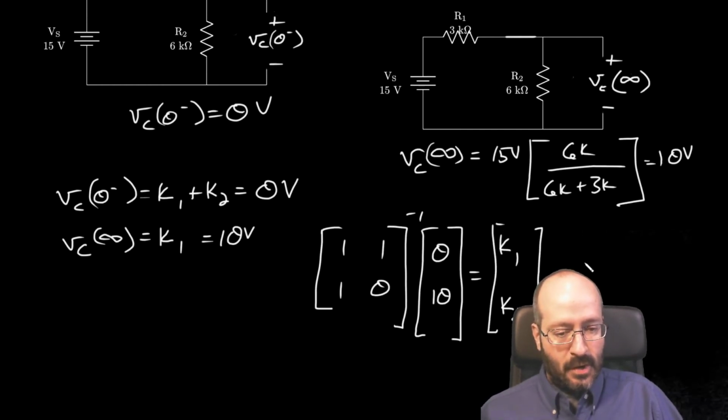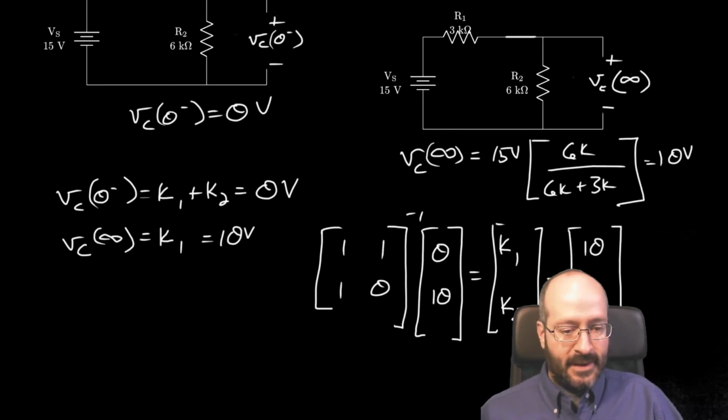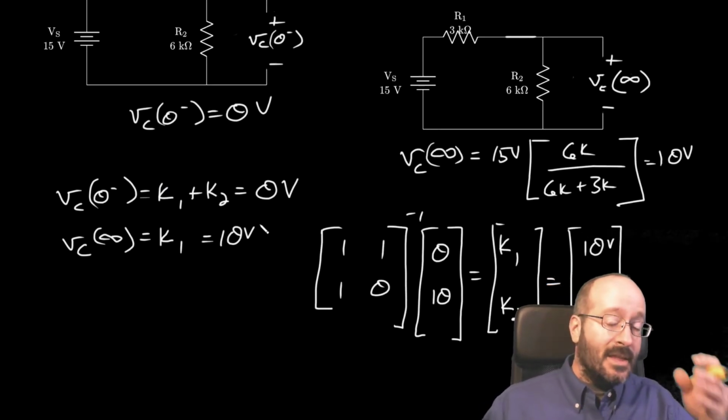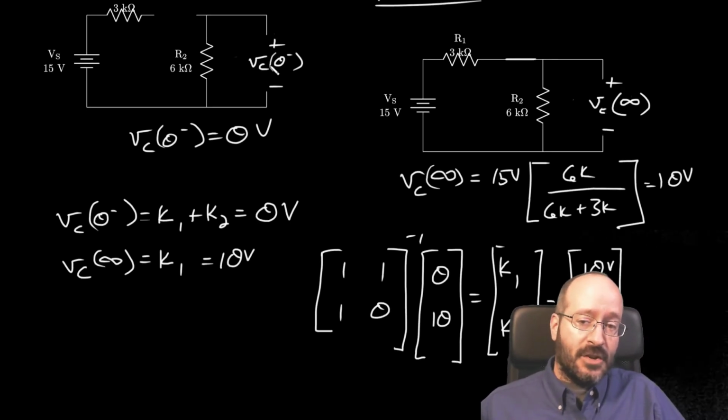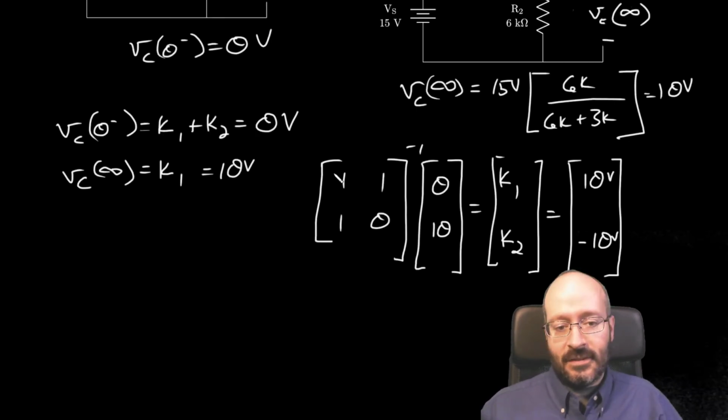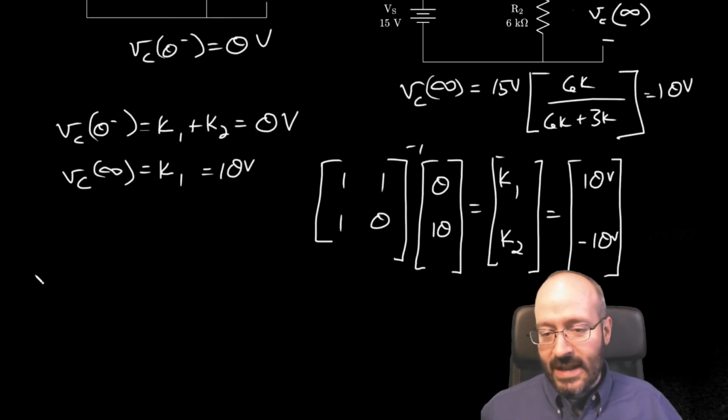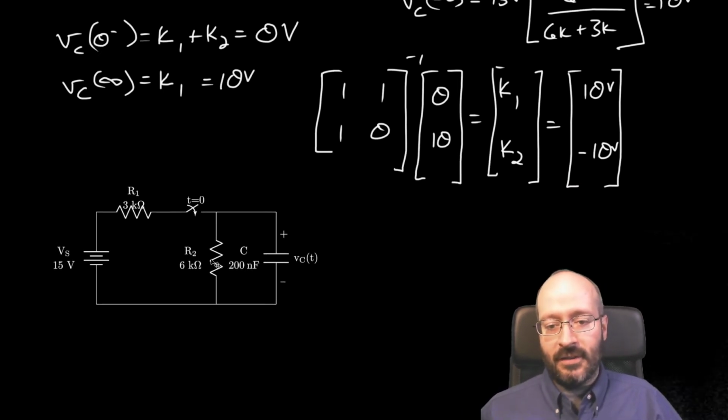Okay, K1 we know is 10 volts, and if you go ahead and solve that, I encourage you to do it. You're going to find that K2 is negative 10 volts. Okay, so that way when I plug in 10 here, I get negative 10 there, and I'm back to 0. This is a charging capacitor. It's not charging to 15 volts, it's charging to whatever voltage is seen across that resistor.